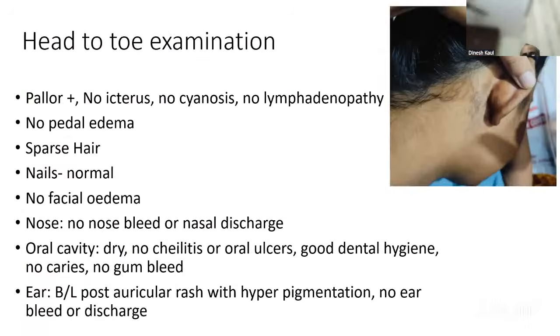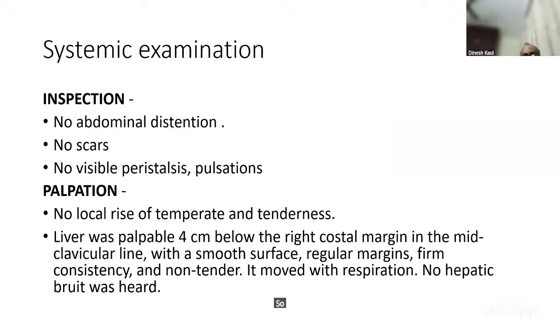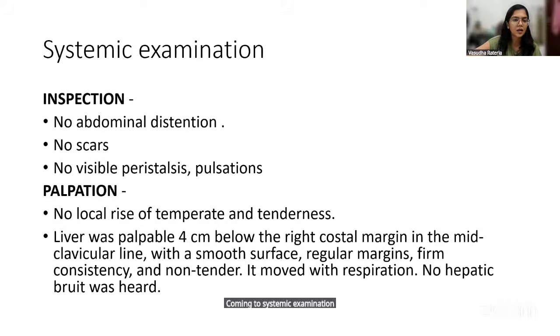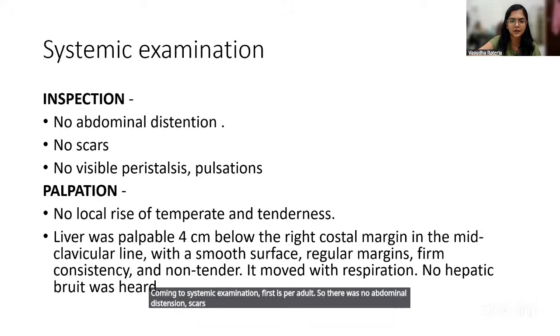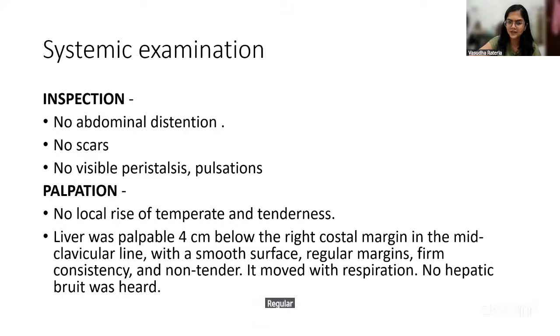Coming to systemic examination, first is per abdomen. There was no abdominal distension, scars, visible peristalsis or pulsations. There was no local rise of temperature. The liver was palpable about 4 centimeter below the right costal margin in the mid clavicular line with a smooth surface, regular margins, and firm consistency, and it was non-tender.